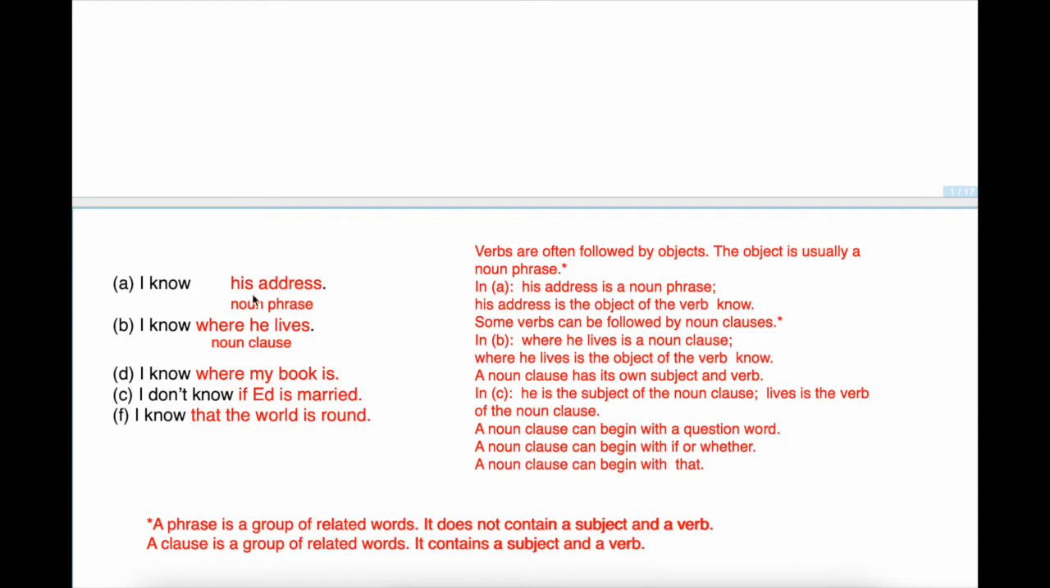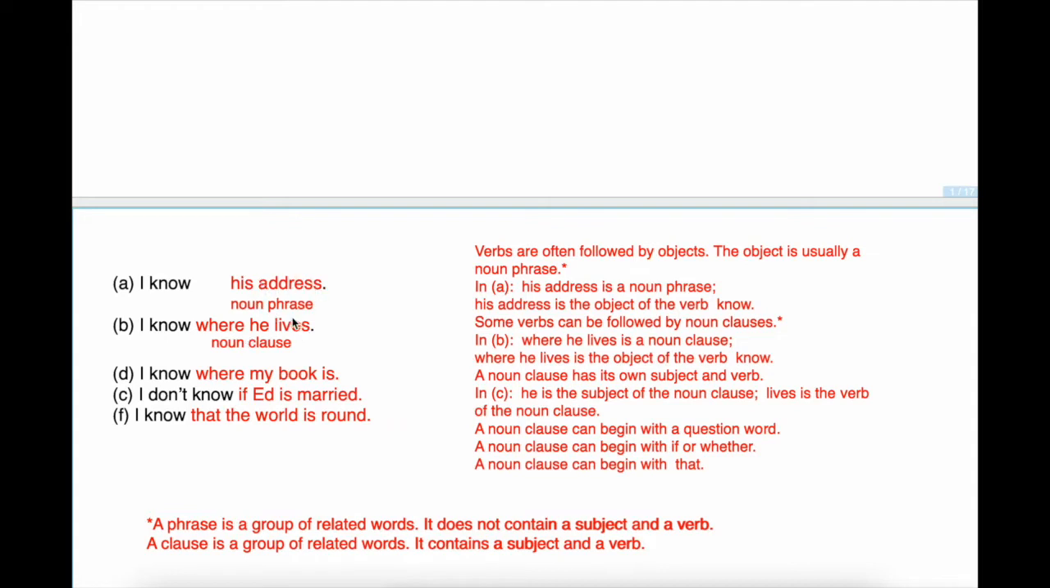But if I say, I know where he lives, here this part is the noun clause. The difference between a noun phrase and a noun clause: in the noun phrase there is no verb and no subject, but in "he lives" you see subject and verb. Together this is a noun clause, and it is also the object of the sentence. I know his address, I know where he lives.